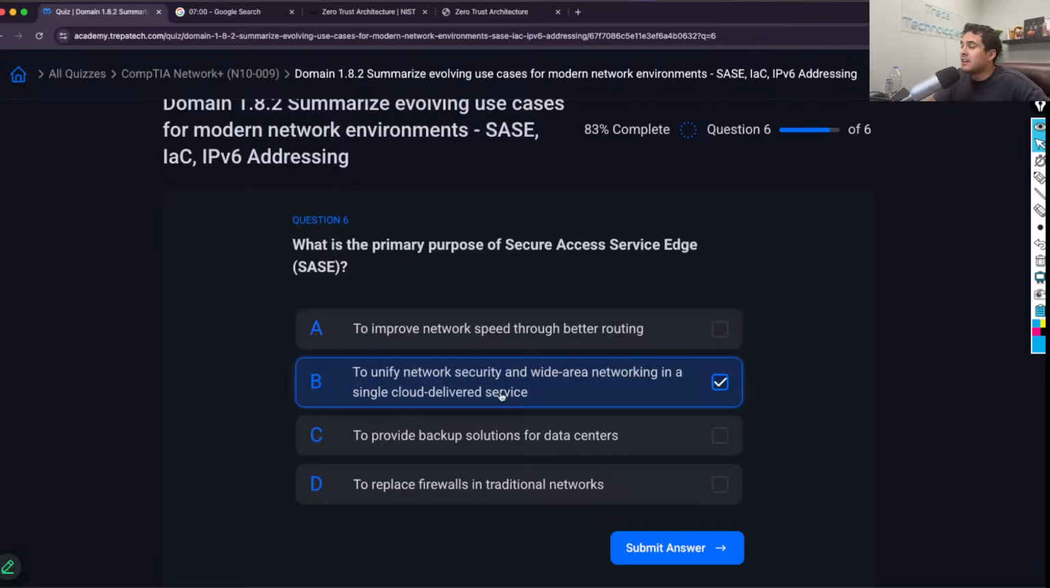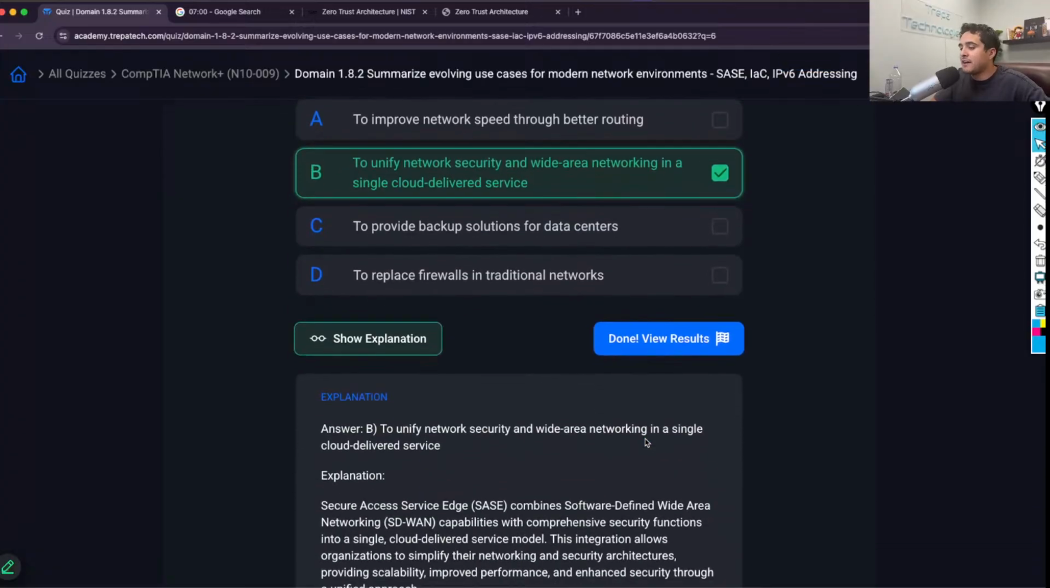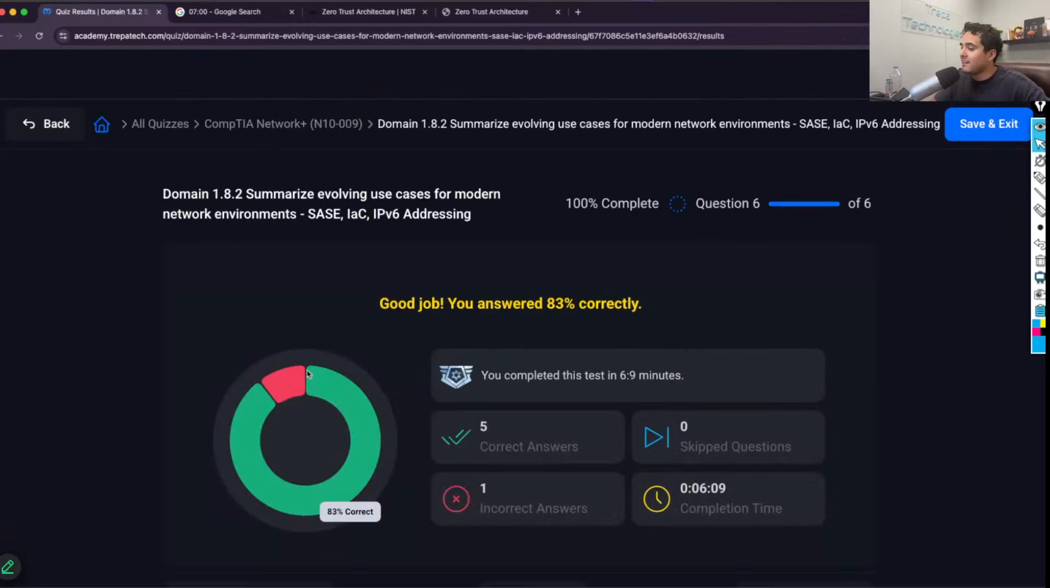It's just funny how as technology changes, our concepts don't change. We also want another way to unify all these different features and functions we had to simplify our work, right? But yeah, B, to unify network security and wide area networking in a single cloud delivered service. And I missed one, even though it's a duplicate.